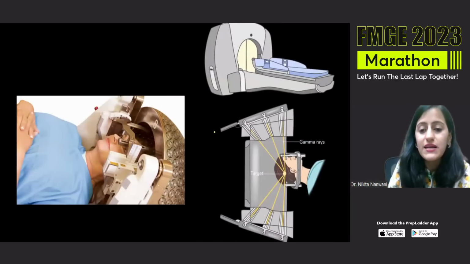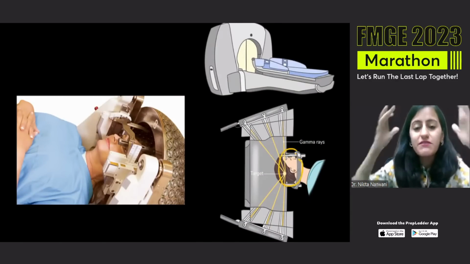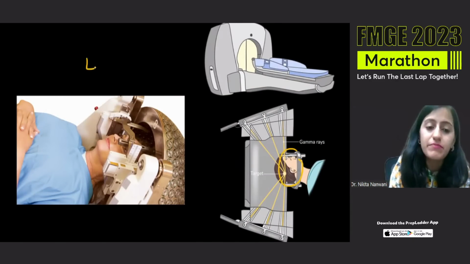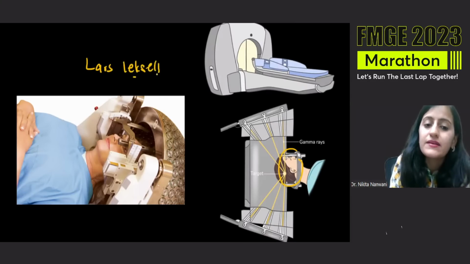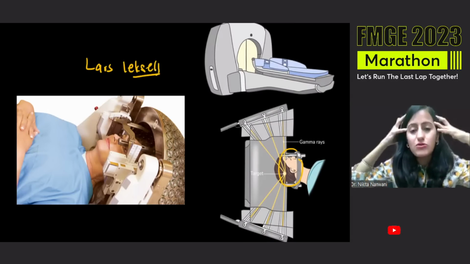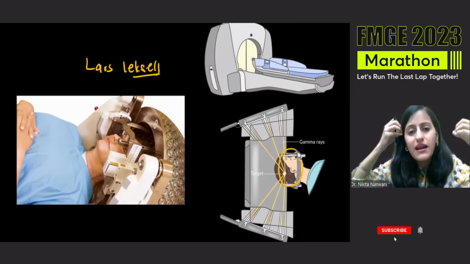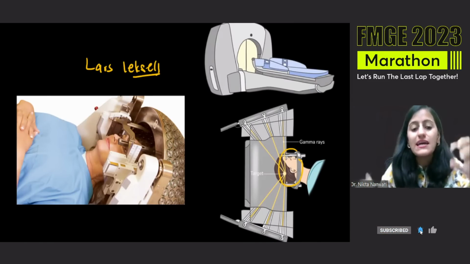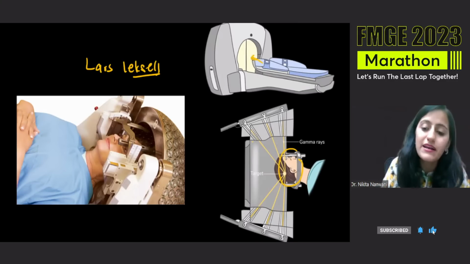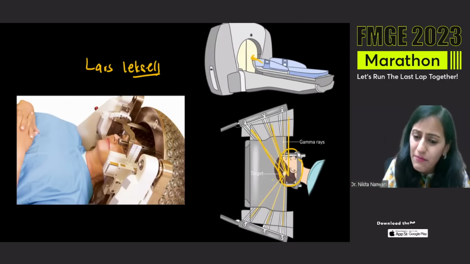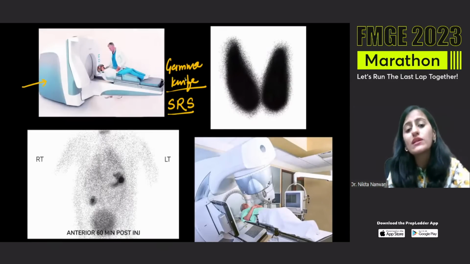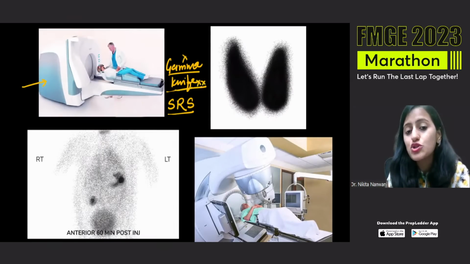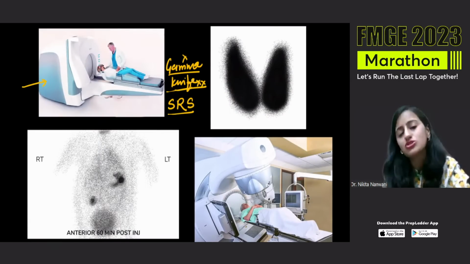So what do we do in gamma knife is, we put the frame, the Leksell frame, because who invented this gamma knife is Lars Leksell. So we put this Leksell frame around the patient's head. We do the MRI, we localize the lesion, and then we put the patient into this gamma knife machine where all the gamma rays are concentrated onto that lesion. So remember that it's only the gamma rays. There is no knife here. There is no surgery here.